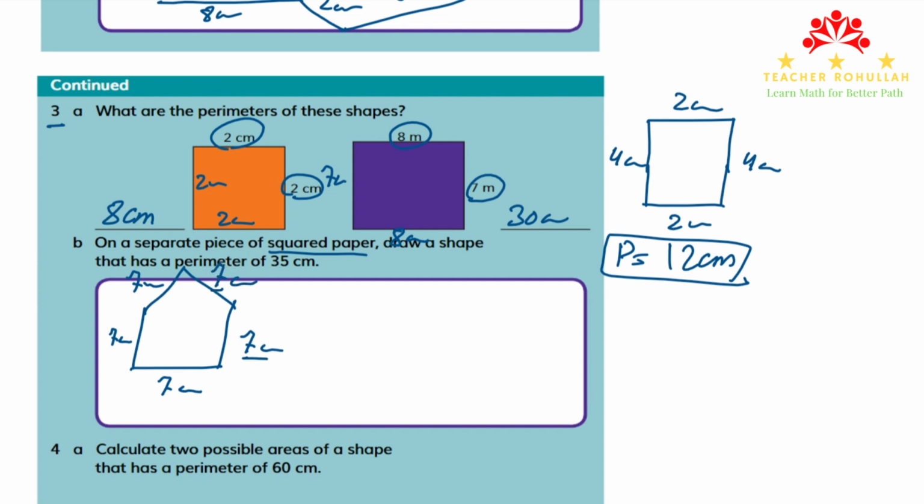7 plus 7 is 14. 14 plus 7 is 21. 21 plus 7 is 28. And 28 plus 7 is 35. So the perimeter of this shape is 35 centimeters.